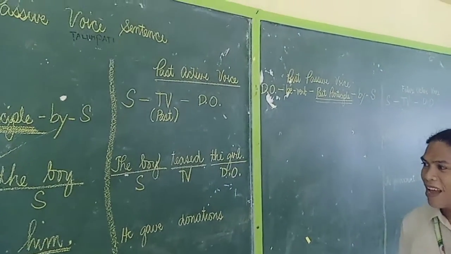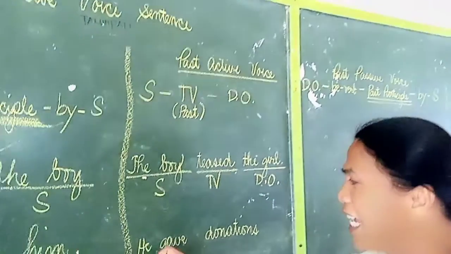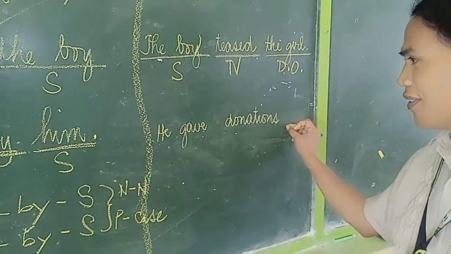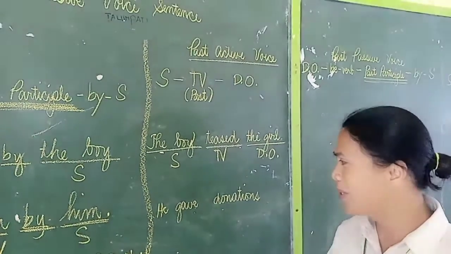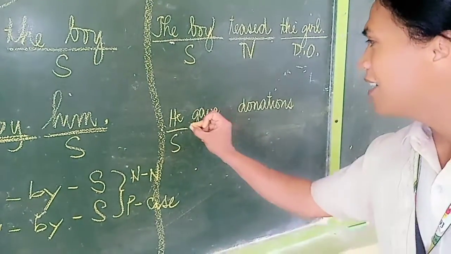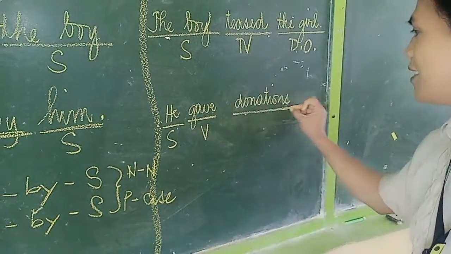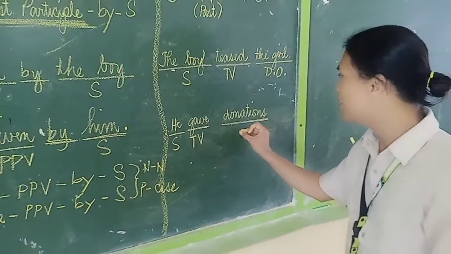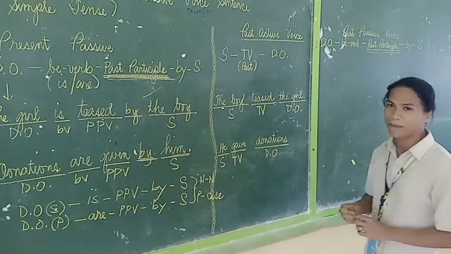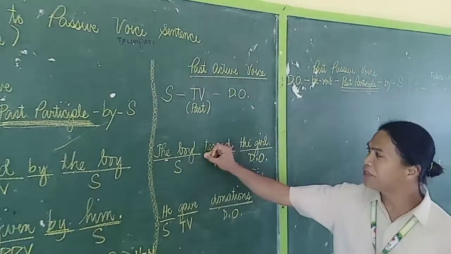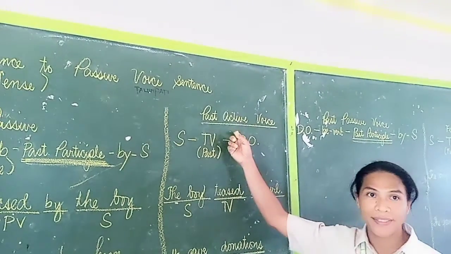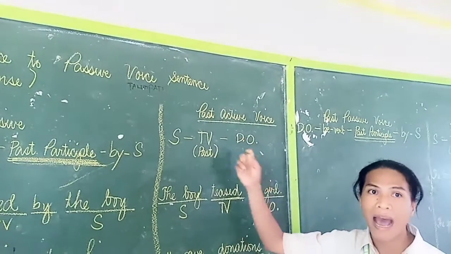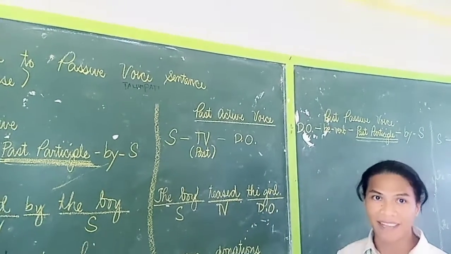Okay. What about here? He gave donations. The same, only the tense changed. So this is our subject. This is our verb, and this is our transitive verb. And this is our direct object. Okay. Now look at the verb. Only the tense changed, in the past tense. So these are past active voice sentences.